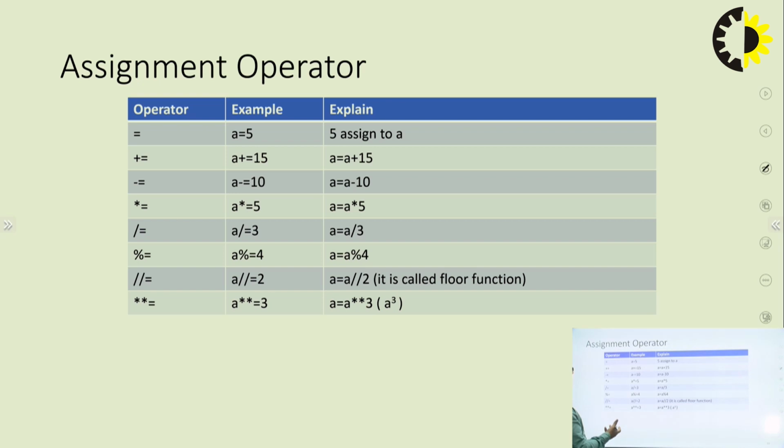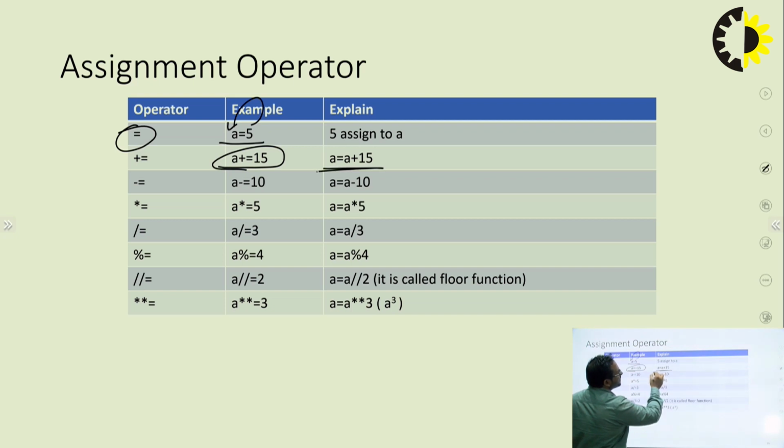The assignment operator is the equal to sign, which is used to assign a value. For example, a is equal to 5, so 5 is assigned to a. Understand my point? Okay. Similarly, you can use it with all the arithmetic operators. What does that mean? If you expand this, it is a short way to write equations. What is the short form? If a is equal to a plus 15, you can write a plus equal to 15.